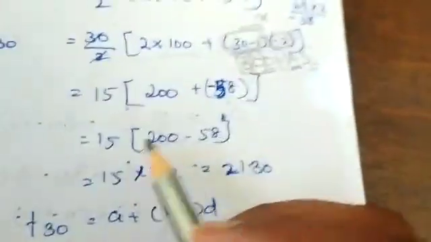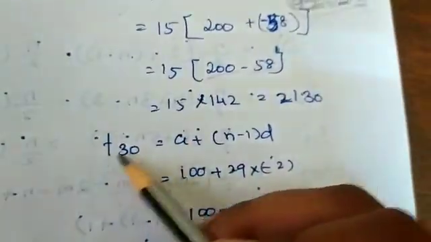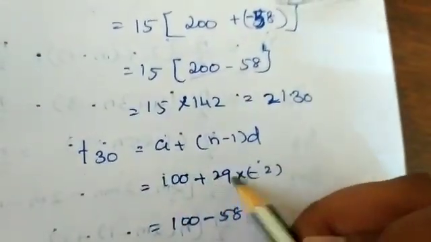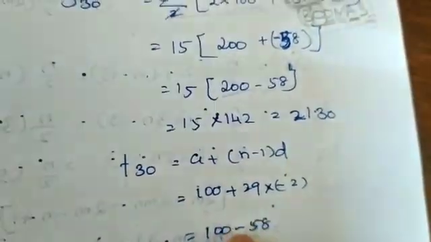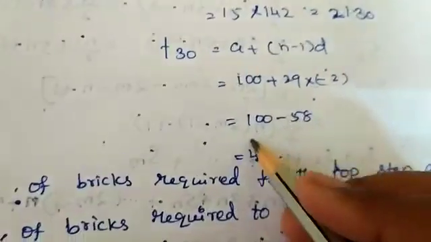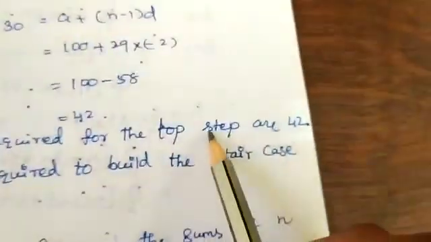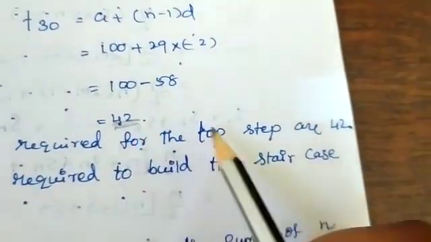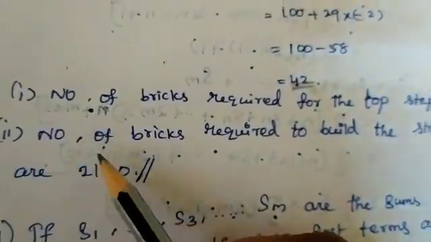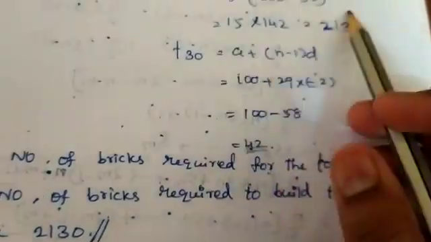So 15 into 142 equals 2130. So T30 equals a plus n minus 1 into d, that is 100 plus 29 into minus 2. That is, 30 minus 1 is 29, and minus 2. So 100 minus 58. Therefore the number of bricks required for the topmost step is 42. The number of bricks required to build the staircase is 2130, that is Sn.